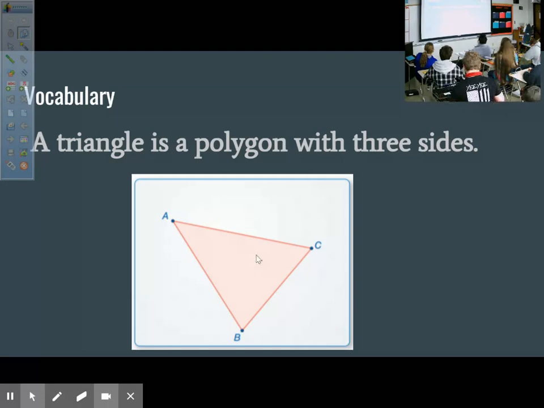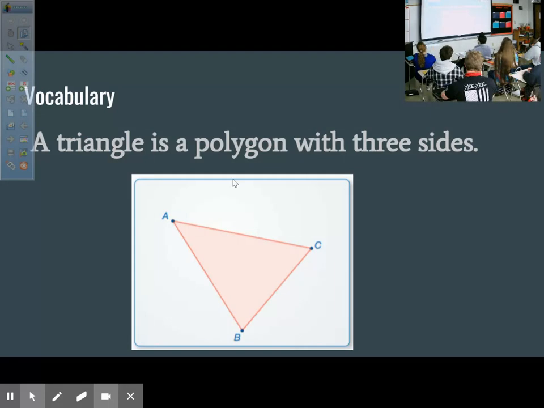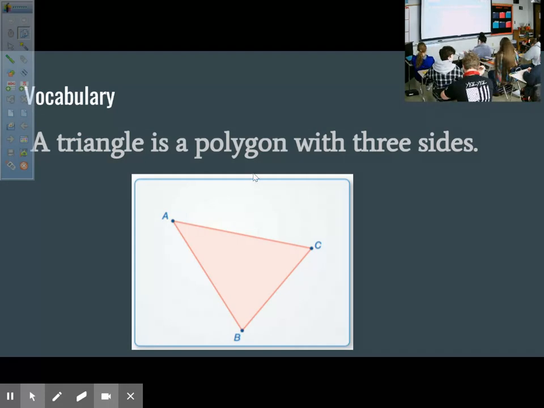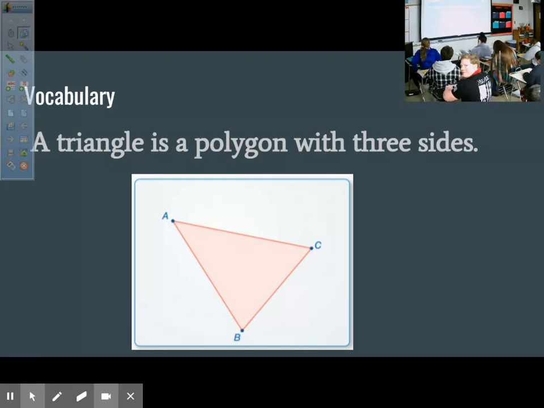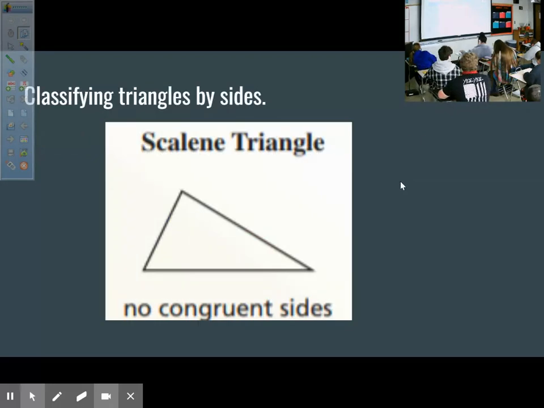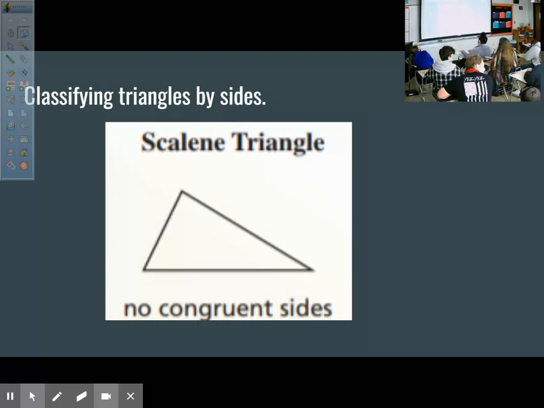Alright, so first, we're going to talk about triangles. We discussed triangles previously in chapter 2. It was a polygon with 3 sides. Now we're going to talk about the types of triangles. You can classify a triangle by the length of its sides.